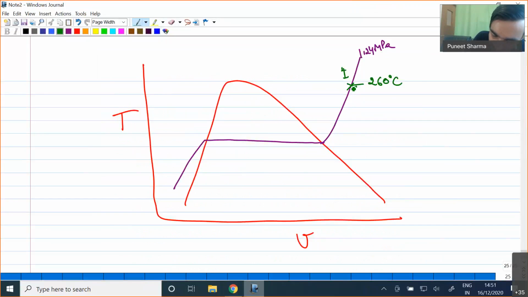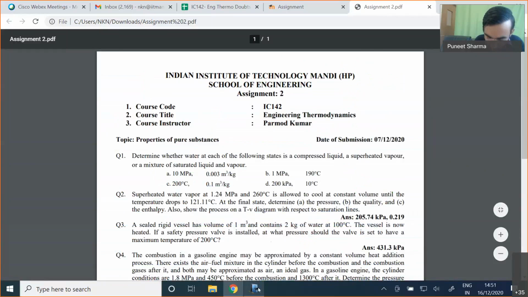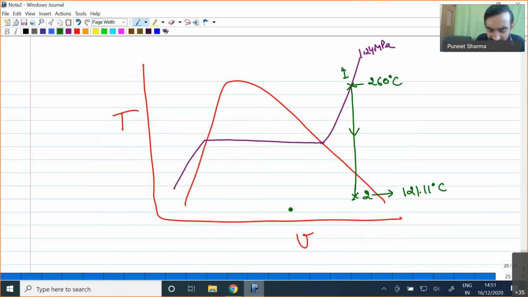So it means now I am cooling this at constant volume. Now you can clearly see my line, that I am following the constant volume curve, and I have cooled this till my temperature has reached state number 2, and at state number 2 the temperature is 121.11 degrees Celsius. So now if you go to this temperature, it means our final state has entered inside the liquid vapor regime. So if you check, your final state will be in between the liquid vapor regime.